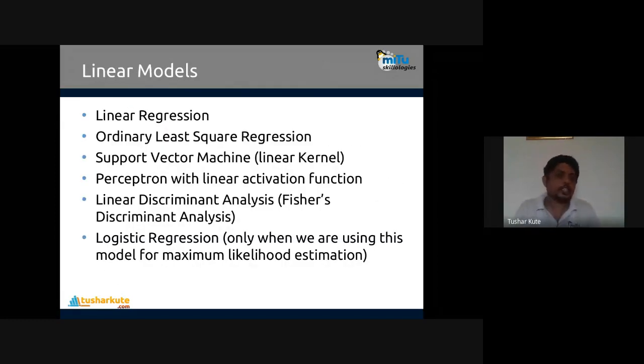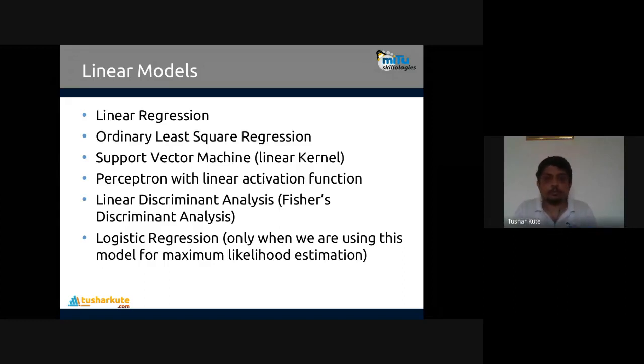Linear models assume data linearity. Data is linearly separable, data is linearly modelable. Linear models are possible to create. There are six different kinds of algorithms present in linear models, with the help of which machine learning models, statistical models, and predictive models are possible to create.